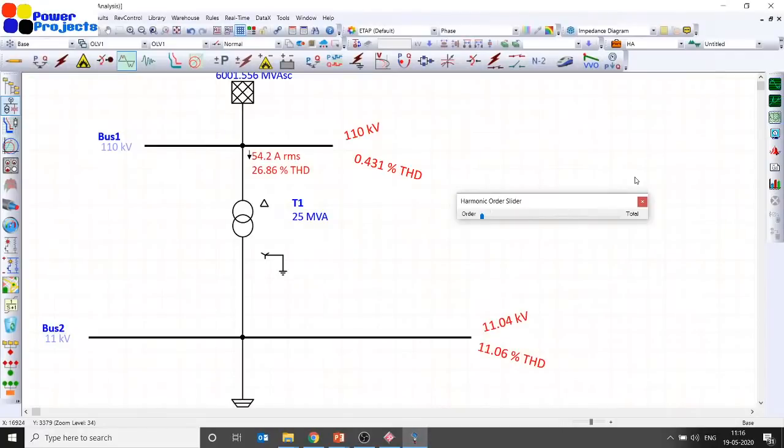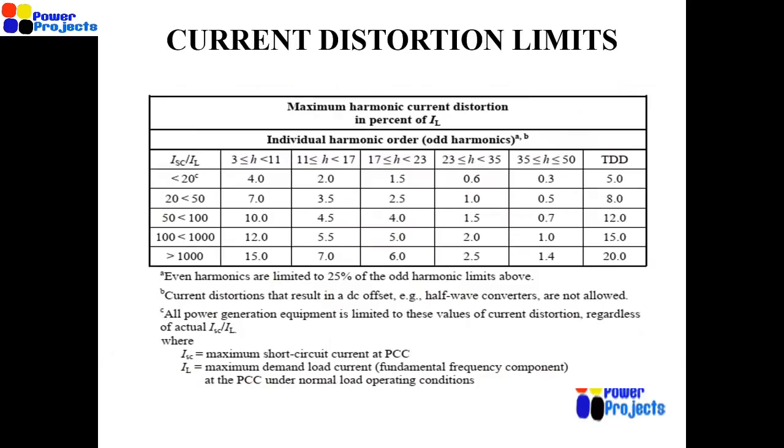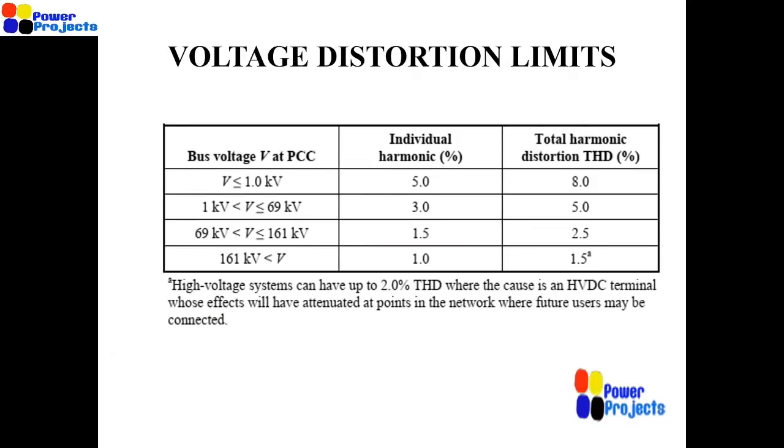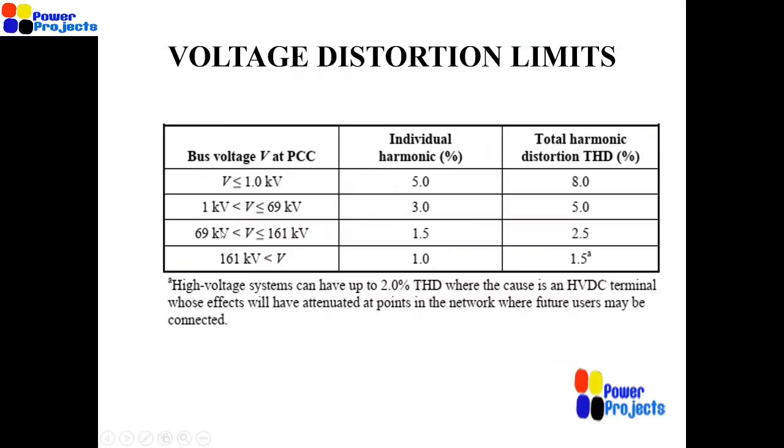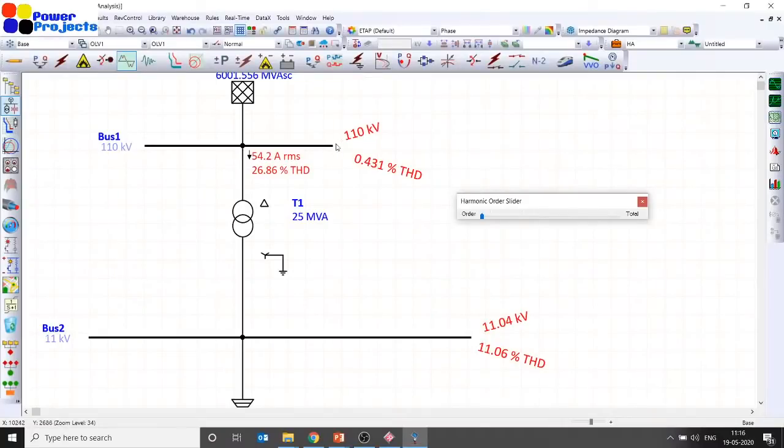Let me look at whether we are complying or not. The total harmonic distortion voltage is 0.431, which needs to be compared here. What is the voltage? We have a 110 kV common coupling voltage, so we fall in the category 69 kV to 161 kV. Individual harmonic distortion should be limited to 1.5 and total harmonic distortion to 2.5. Here the total harmonic distortion is 0.431.